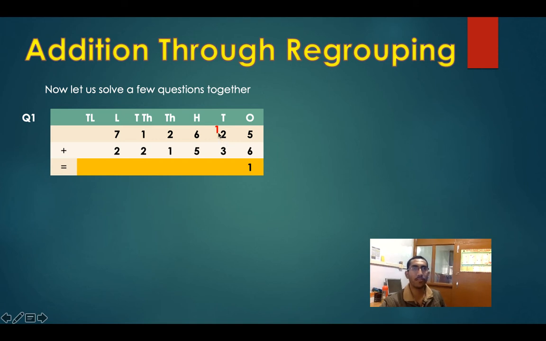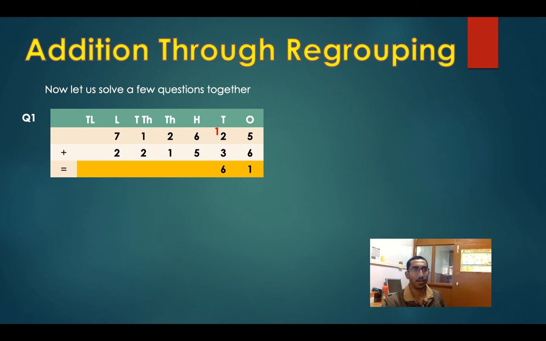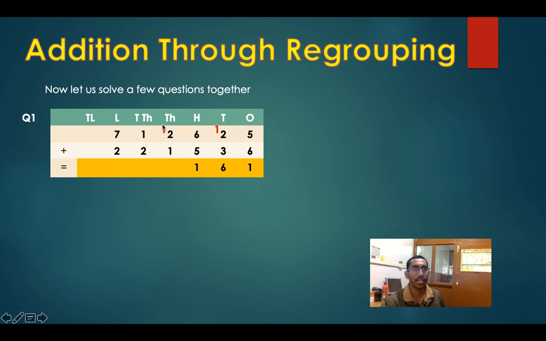5 plus 1 will give me how many? 6. So I have a 6 now. Now again I can see in the hundredths position that I have a 6 and a 5, which again gives me 11. So I'm going to write the 1 here and carry over the extra 1 here.